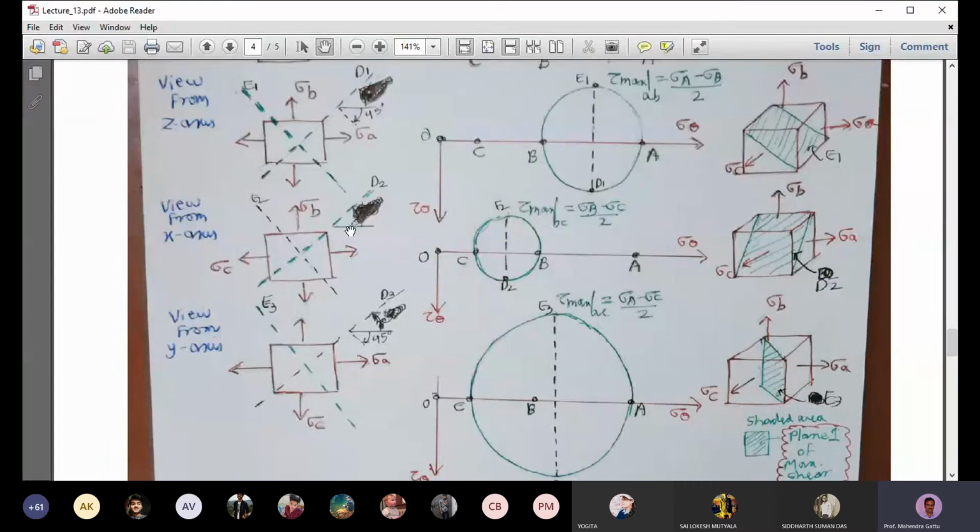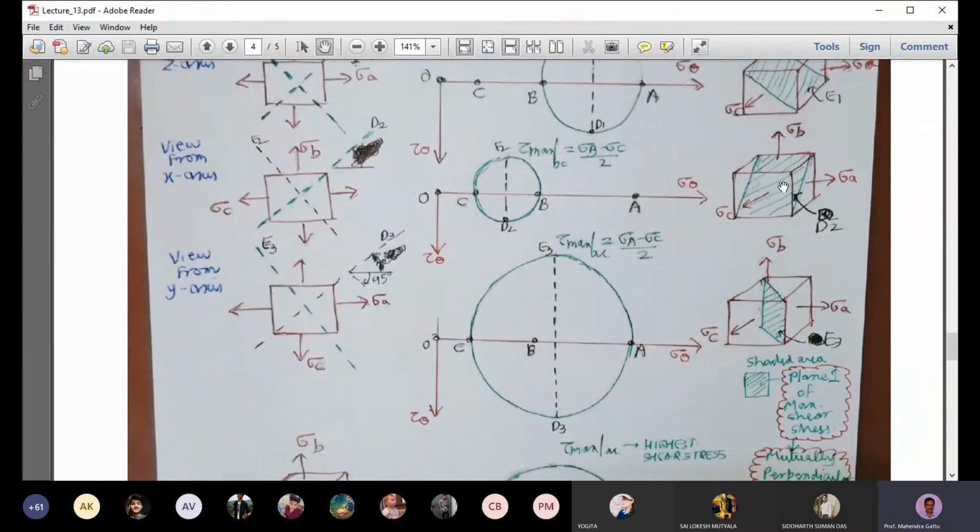So how will the plane look? Here we see it is going from the top right corner to the bottom left corner. So we are actually looking from this axis, the sigma A axis. So we have the top right corner and bottom left corner, and that plane is shown by this shaded area that corresponds to plane D2. And the mutually perpendicular plane is there, which is not being shown, and that corresponds to E2, which is at 90 degrees. So that will be a different plane. So you see that, yeah.